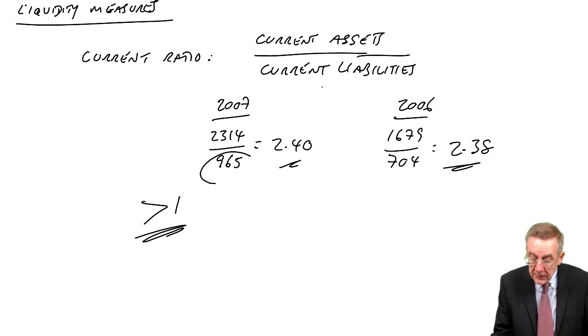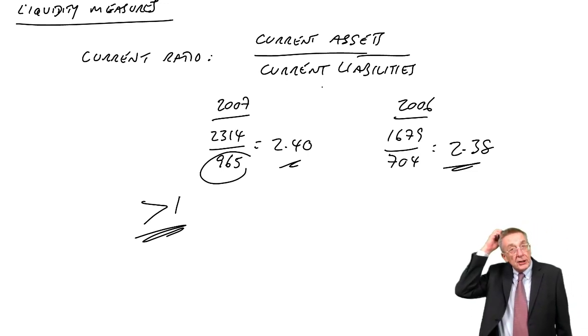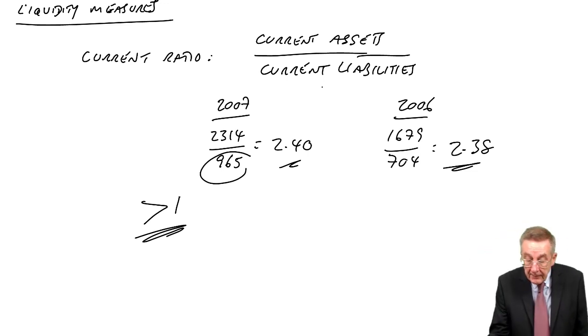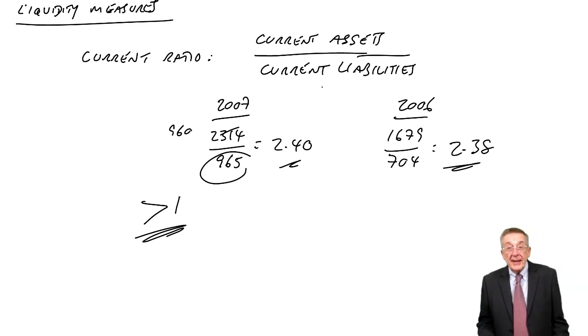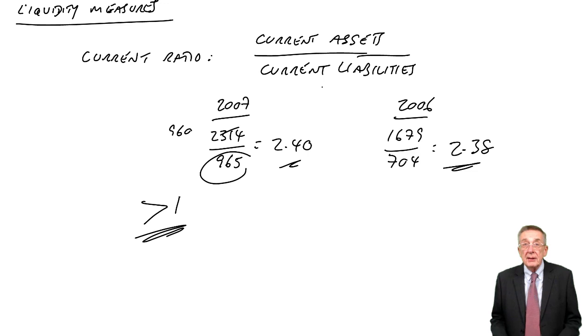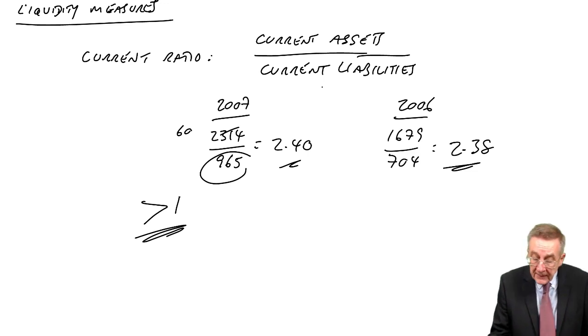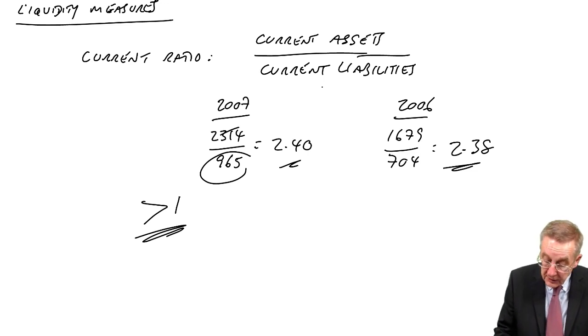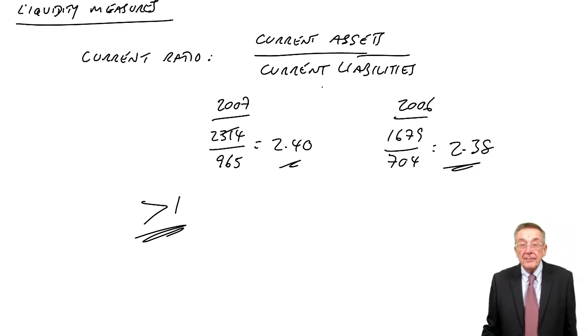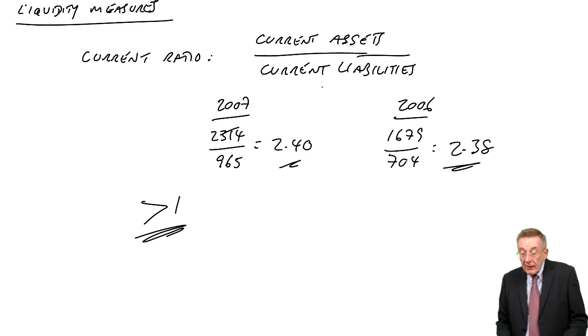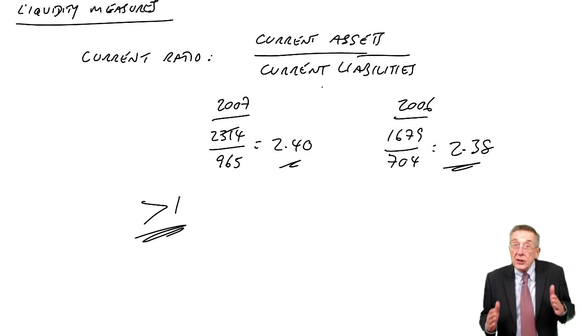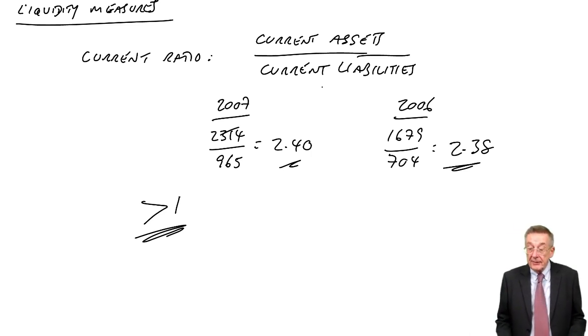Because this company owes 965 in the short term. If current assets were only 960 in the short term, then how on earth are they going to pay the bills? They've got problems. Here, no, doesn't appear to be any problem at all. They've got 2,300 there. They're going to have no problem paying in the short term the 965.